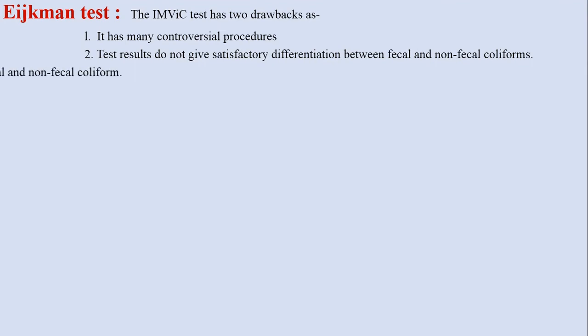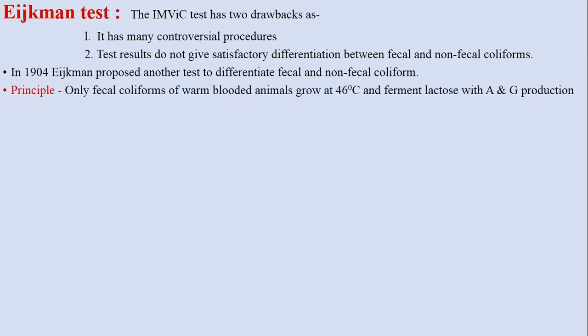And therefore, for the differentiation of fecal and non-fecal coliforms, an alternative test is developed, and that test is called Eijkman's test. This test was proposed by Eijkman in 1904 for the differentiation of fecal and non-fecal coliforms. It is based on the principle that only fecal coliforms of warm-blooded animals grow at 46 degrees centigrade and ferment lactose with acid and gas production.